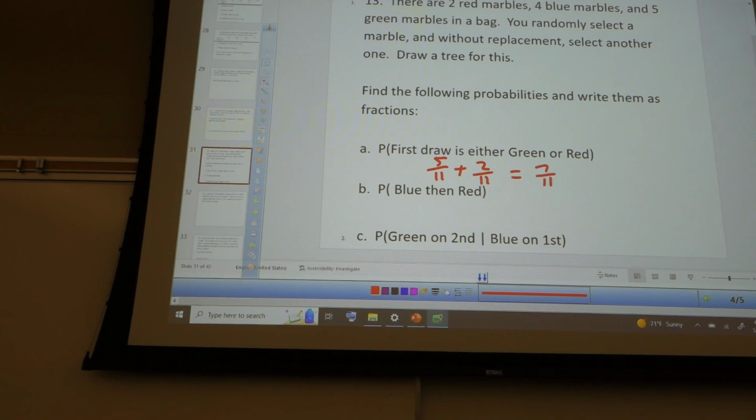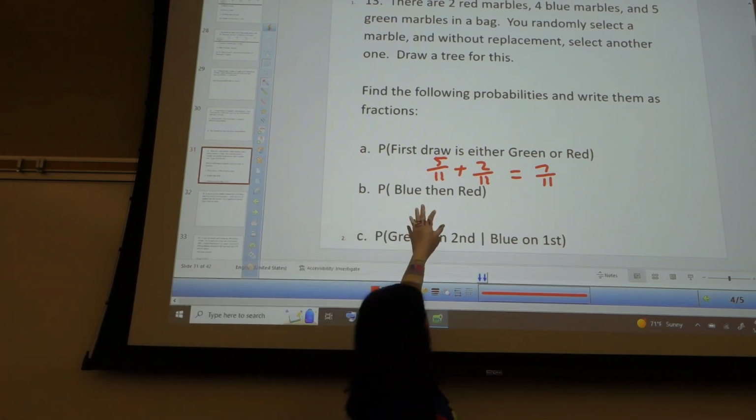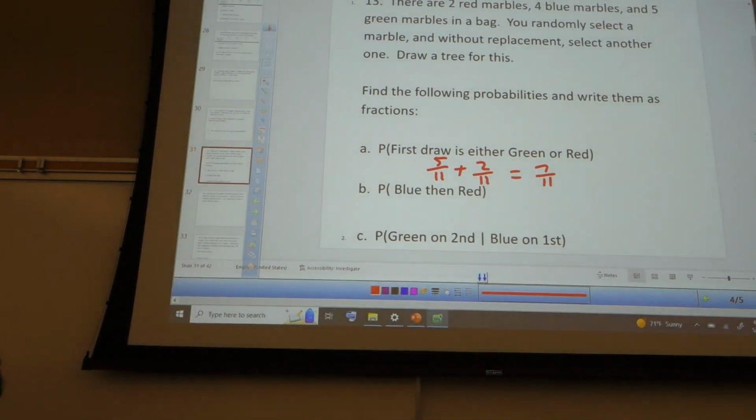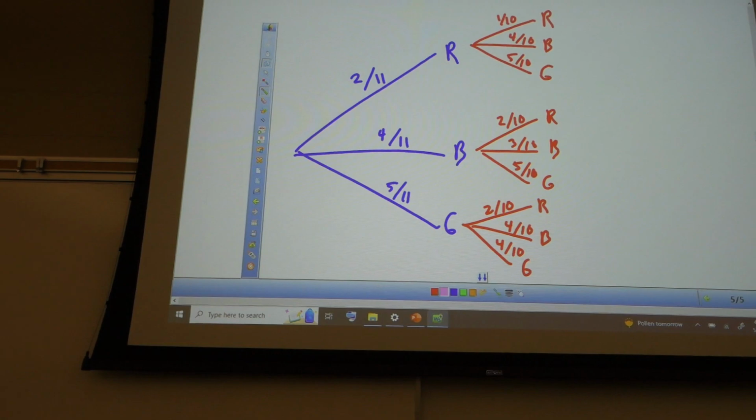Good. And for anybody at home, if you're uncomfortable adding fractions, you can just write down this part here and then do it in your calculator to give me a decimal. That's fine. I'm not worried about that. I want to focus on you understanding the concepts here. Blue, then red. That means I draw a blue marble first, then a red marble. So I want to know the probability of getting right there.